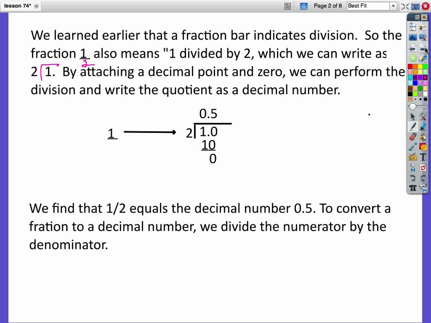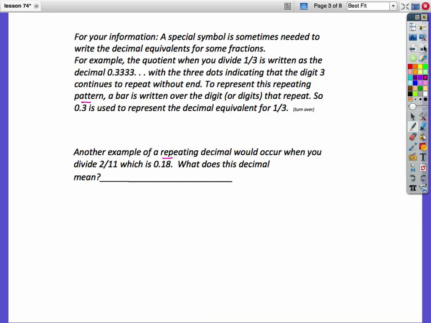So I did the division there. We find that 1/2 equals the decimal number 5/10, 0.5. To convert a fraction to a decimal number, all we're going to do is divide the numerator by the denominator. So top divided by the bottom. Okay. Now, just a little FYI for you.